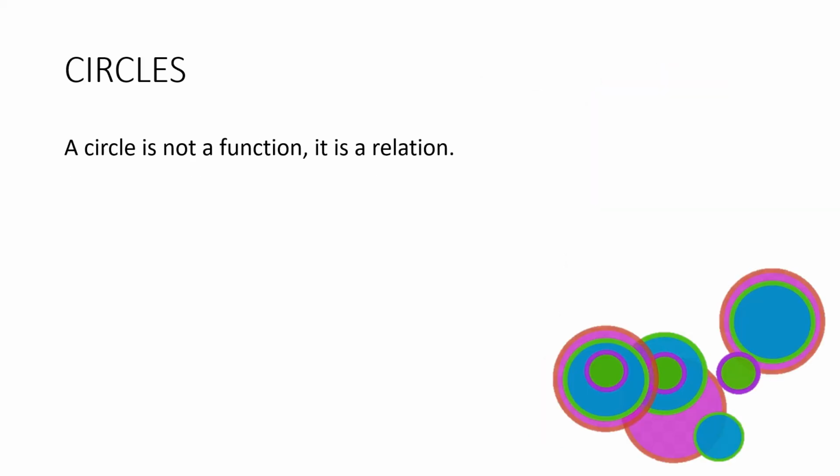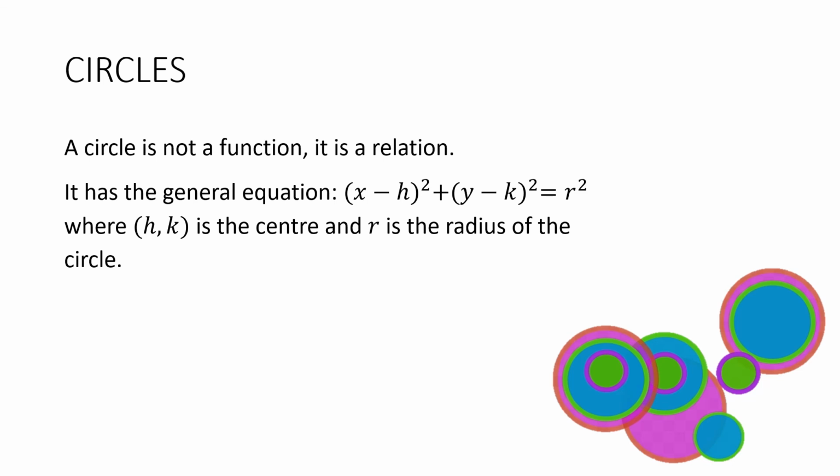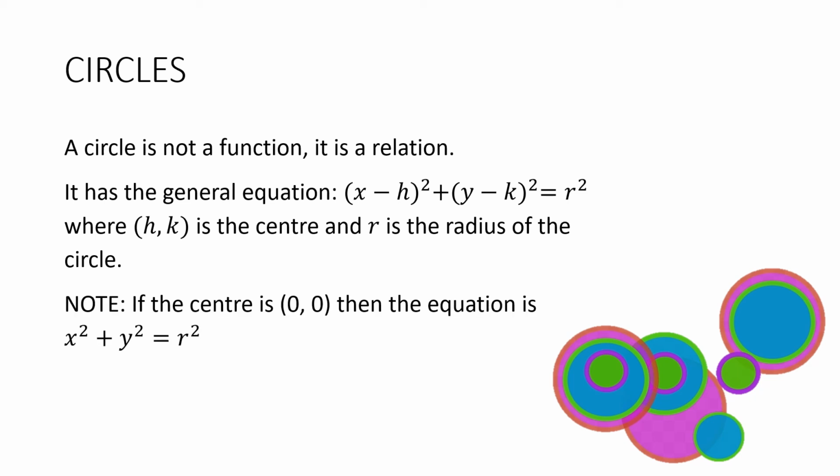Let's move on to our last part for this lesson, which is on circles and semicircles. A circle is not a function, it's a relation, and that's because it will fail the vertical line test. It has the general equation x minus h all squared plus y minus k all squared equals r squared. h, k is the center. In other words, what makes 0 here and what makes 0 here. And r is the radius of the circle. Note, if the center is 0, 0, then the equation is just x squared plus y squared equals r squared.